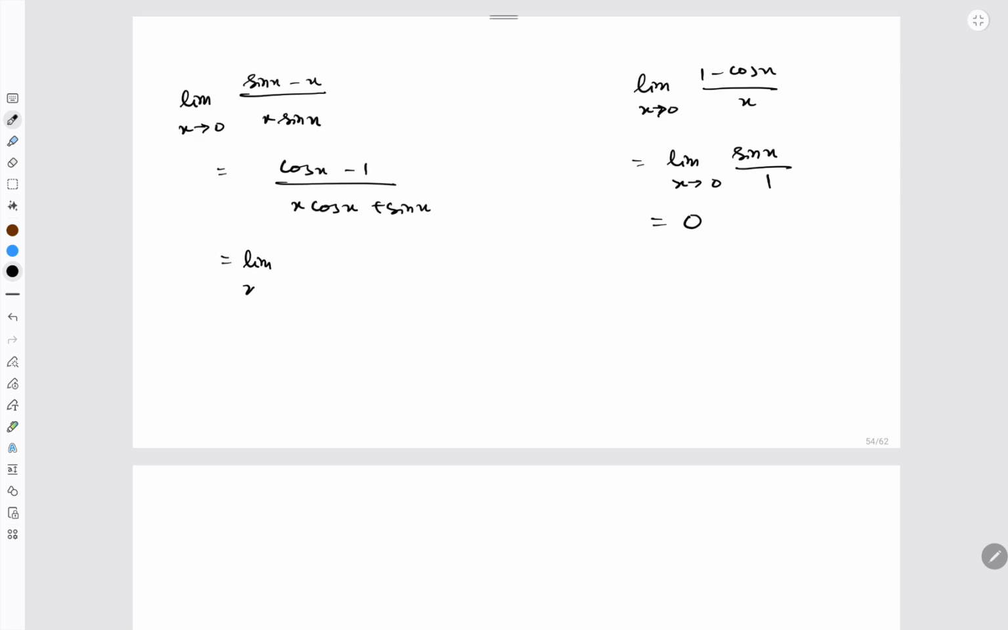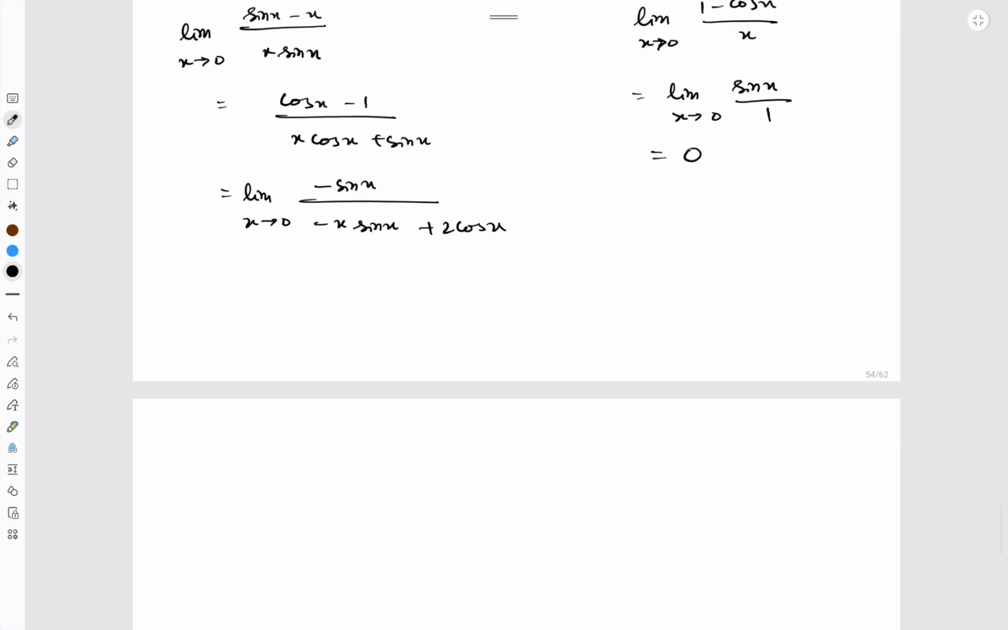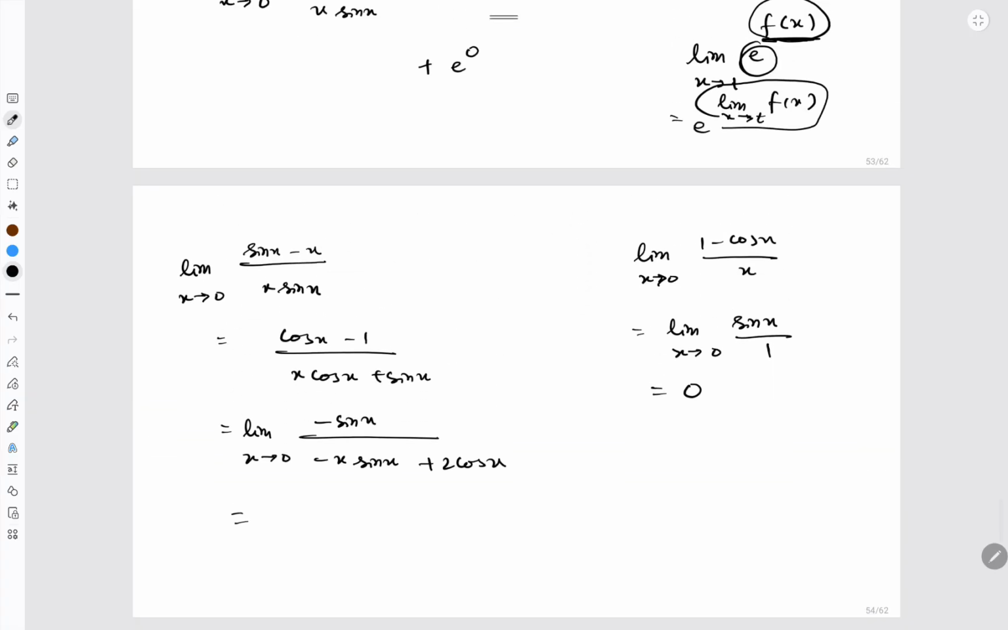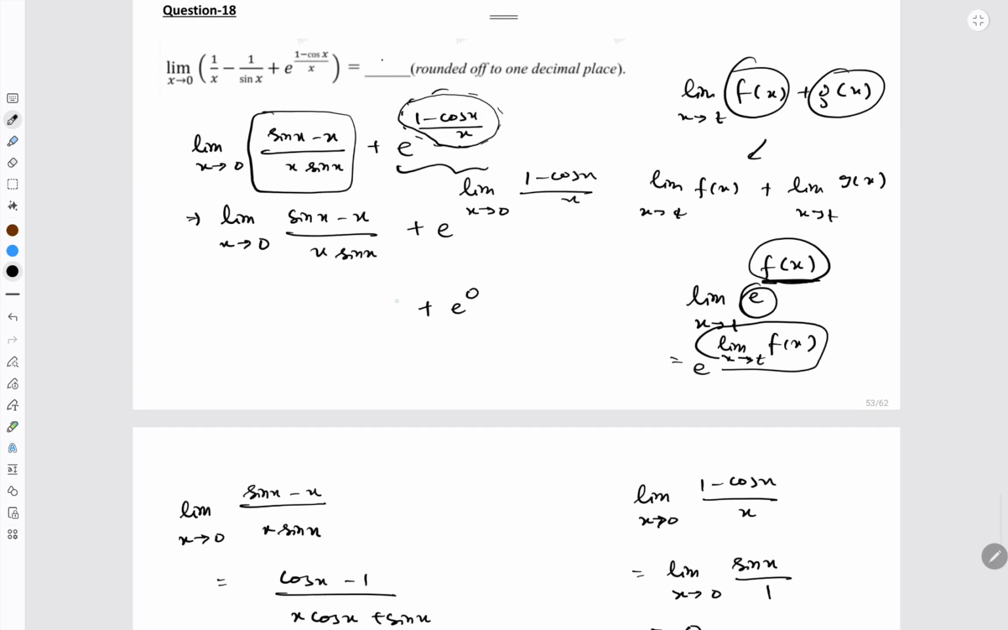So limit x tends to 0 of minus sin x by (minus x sin x plus cos x), so 2 cos x. If I put x as 0 now, the numerator is 0 and the denominator is 2, so I do not have to apply it again. So the answer is basically 1.